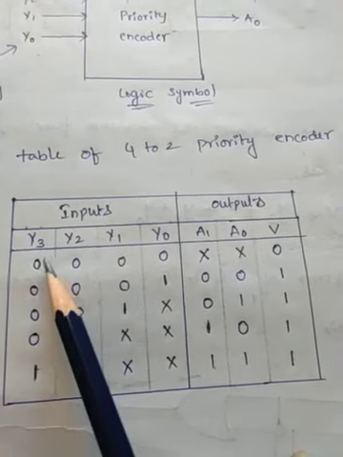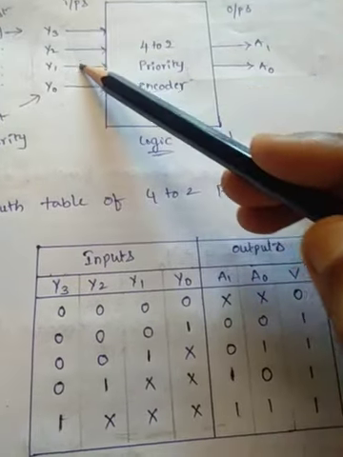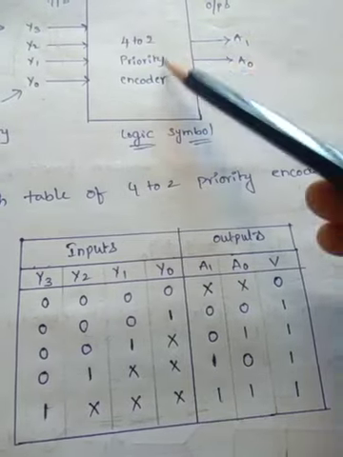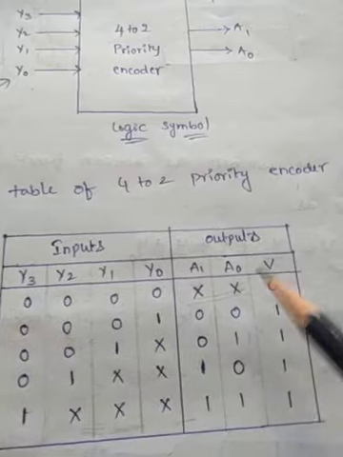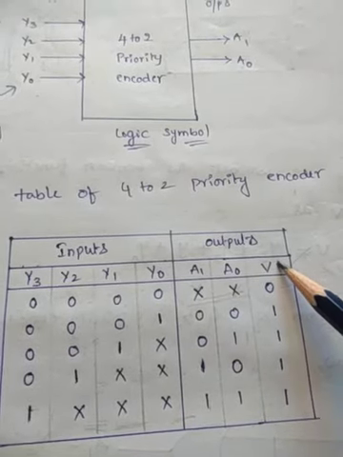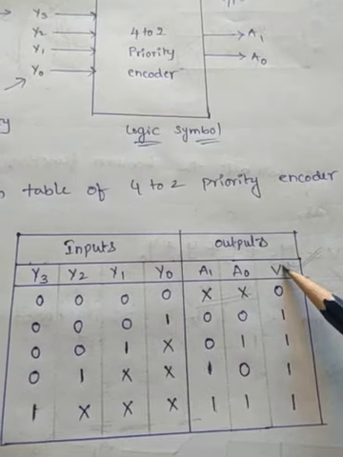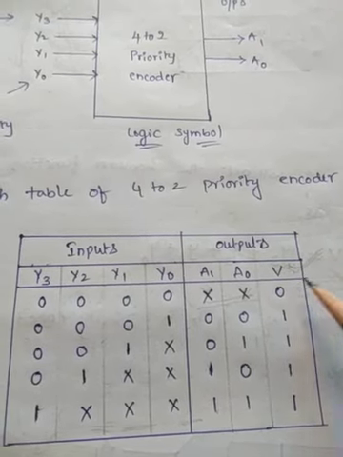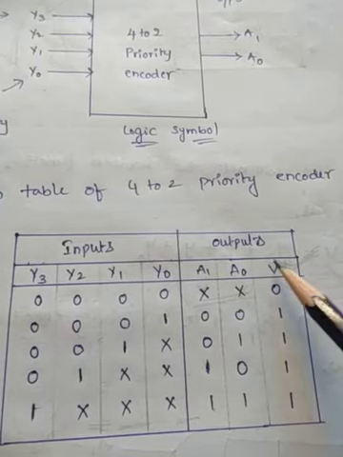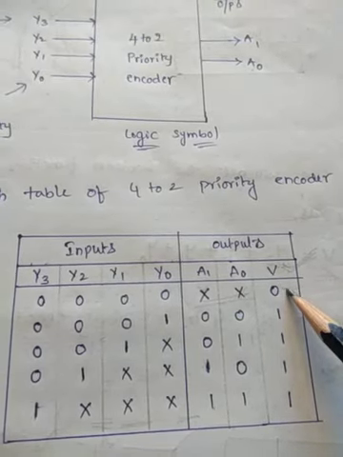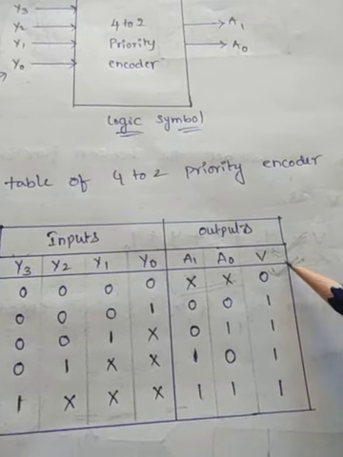So if all inputs are zeros, then the output of this priority encoder is invalid. And here I am considering one extra output line which represents whether the output of the priority encoder is valid or not. So if V is equal to 0, it represents that the output of the priority encoder is invalid.